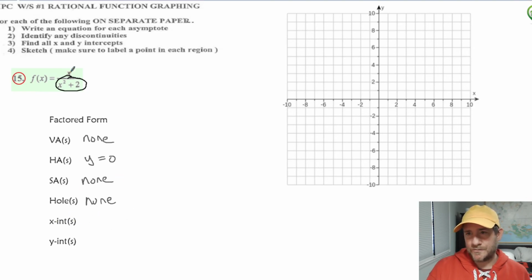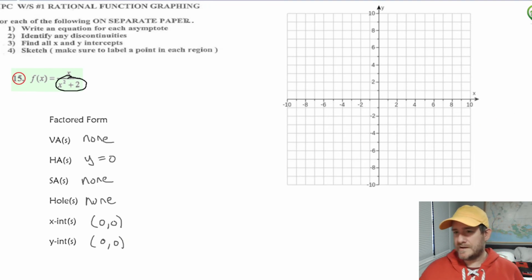For x-intercepts, we do have an x-intercept because our numerator does have a 0. So we pass through the origin, which means for y-intercepts, we also pass through the origin. But that's it. Oh, this is a weird one. Oh, I don't like this anymore. Okay, well, this just got a little more interesting.